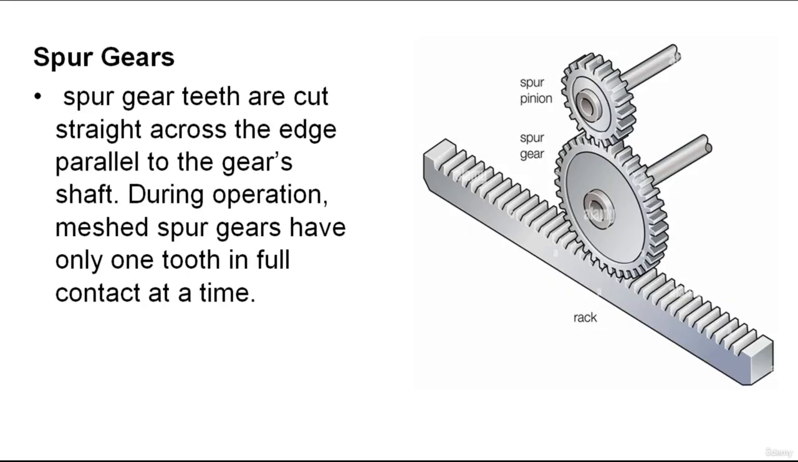The spur gear is the simplest gear design used in manual transmissions and transaxles. Spur gear teeth are cut straight across the edge, parallel to the gear shaft. During operation, meshed spur gears have only one tooth in full contact at a time. Its straight tooth design is the spur gear's main advantage. It minimizes the chances of popping out of gear, an important consideration during acceleration, deceleration, and reverse operation. For this reason, spur gears are often used for the reverse gear.